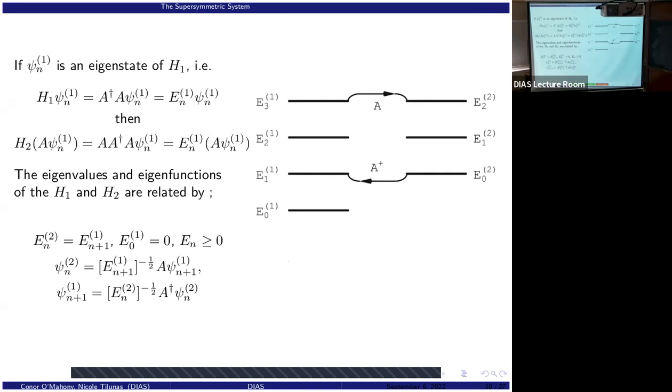If you look at this diagram over here, we can see how, say from the right side, which is one system, we can bring that over to the partner system by applying the creation operator, which is A dagger. And we can go the other way by applying the annihilation operator, which is just A. Notice that all the energy states are paired up except the ground state, because we cannot have more than one ground state with zero energy.